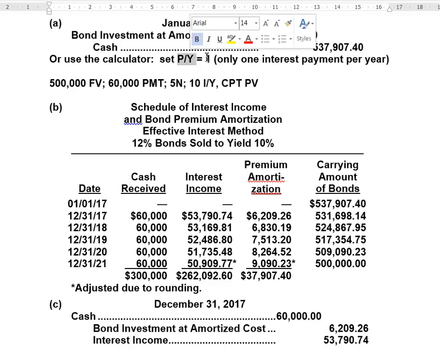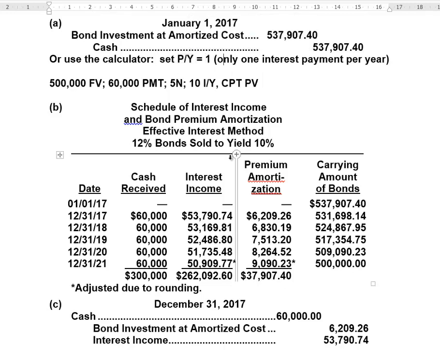So if you set P/Y equal to 1, and that's because there's only one interest payment throughout the year, we can calculate this as the future value, meaning that at the end of the 5th year, because there's 5 years in the term of the bond, we are going to get $500,000 in cash, so we're bringing the bond back to its face value. We'd have to tell the calculator what our payment per year is, meaning how much cash are we receiving as investors.